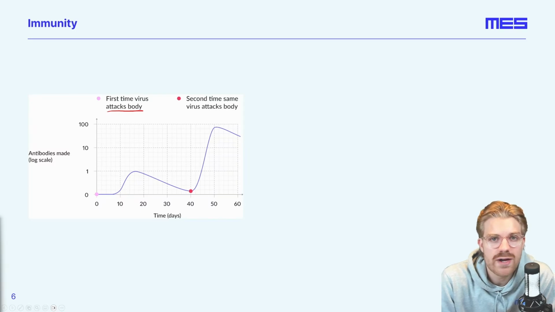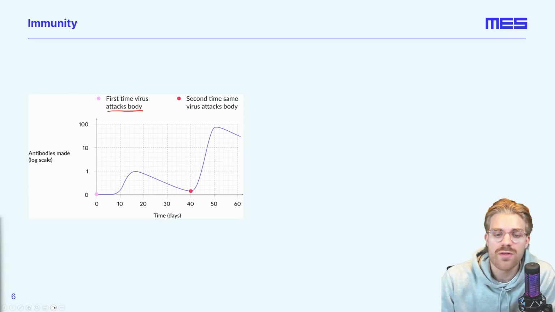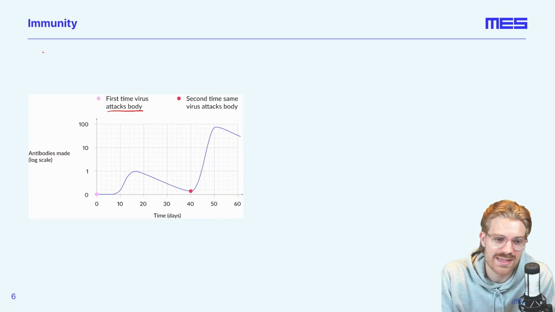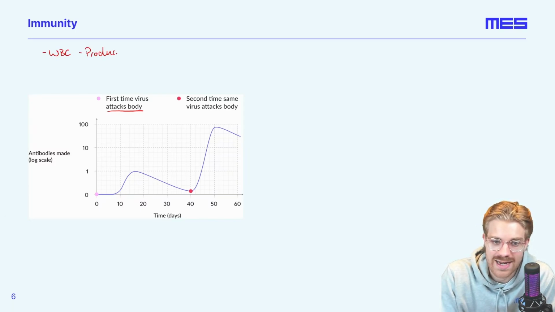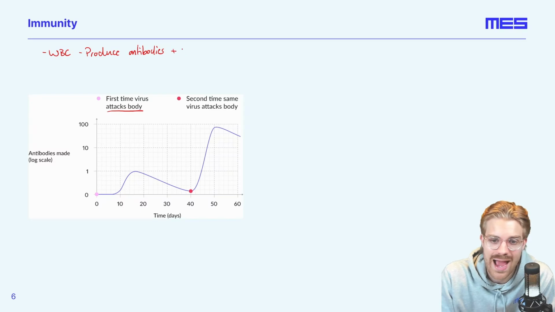Now, if the body has already been infected with a pathogen, it will be able to produce a more rapid response the second time. This is immunity, and so the person does not become infected. Let's talk about how this comes about. Well, the first time the body is attacked by the pathogen, the white blood cells, WBC, they will produce antibodies to bind to those antigens on the pathogen and mark the pathogen for destruction, and antitoxins.